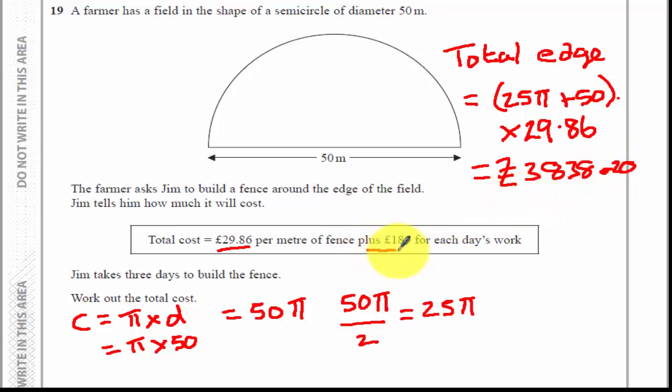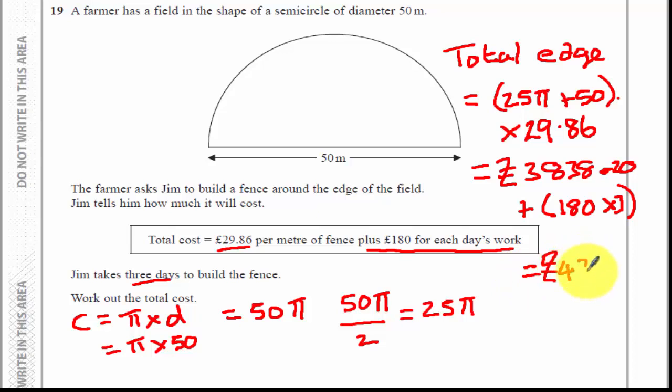I've also got to add on here £180 for each day's work, and it takes 3 days. So onto that £3,838.20 I've got to add on 180 3 times. So the grand total will be £4,378.20.